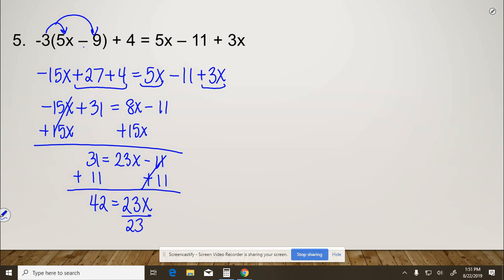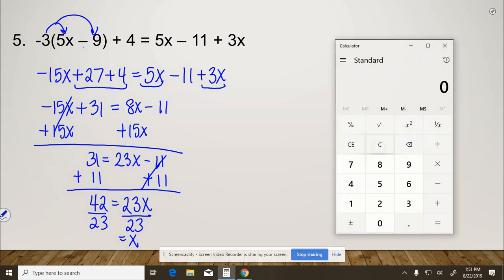Divide by 23, and we get a not so pretty number. We could leave it as 42 over 23, or we could use our calculator. 42 divided by 23 is 1.82608. Not very nice. We could even make it a mixed number. 23 goes into 42 once, then 42 minus 23 is 19, so it would be 1 and 19/23. Point here being, though, there is only one solution. The only number that will satisfy this equation is 1 and 19/23.